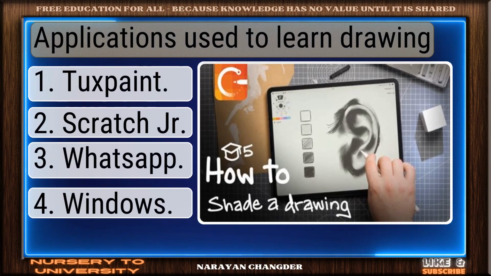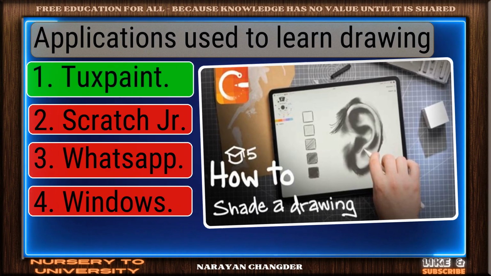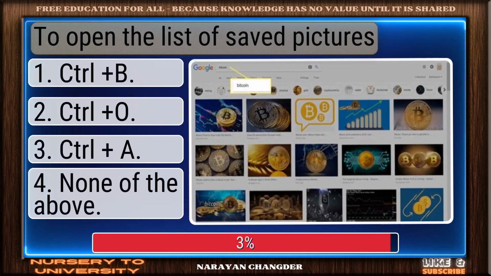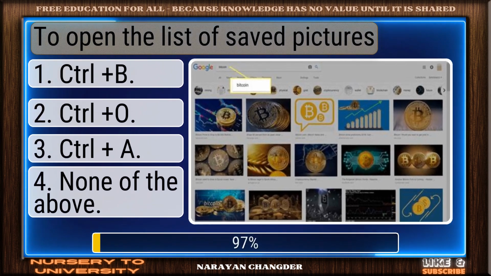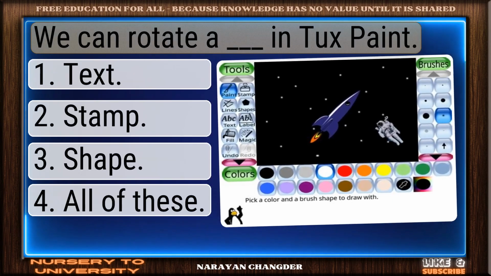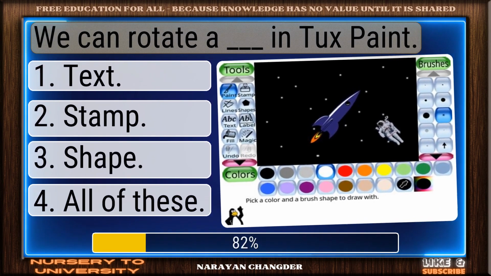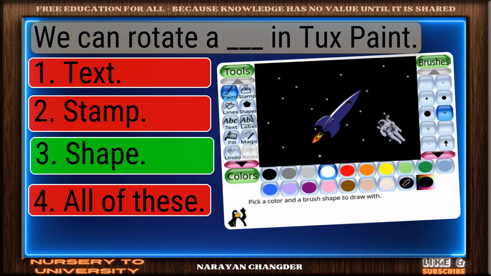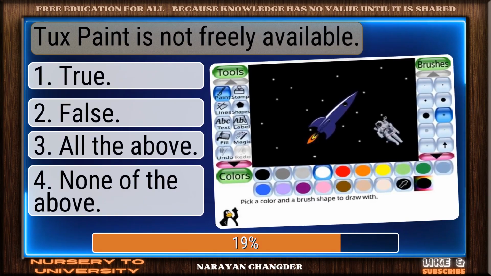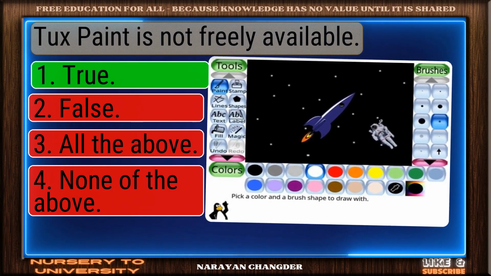Applications used to learn drawing. Well picked. Tux Paint is correct. To open the list of saved pictures. Well done. Ctrl plus O is right. We can rotate a dash in Tux Paint. Solid response. Shape is valid. Tux Paint is not freely available. Great thinking. True is right.